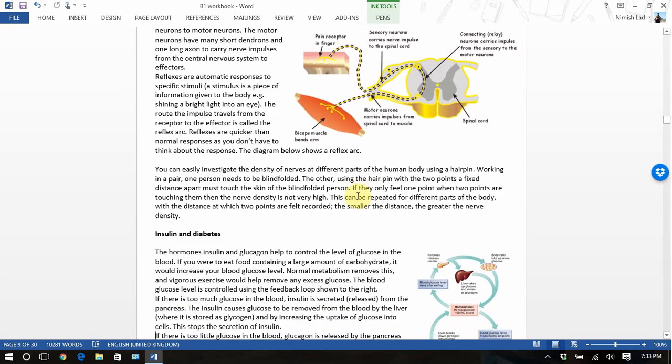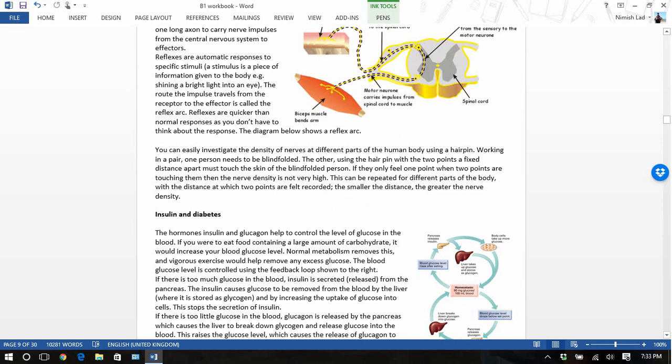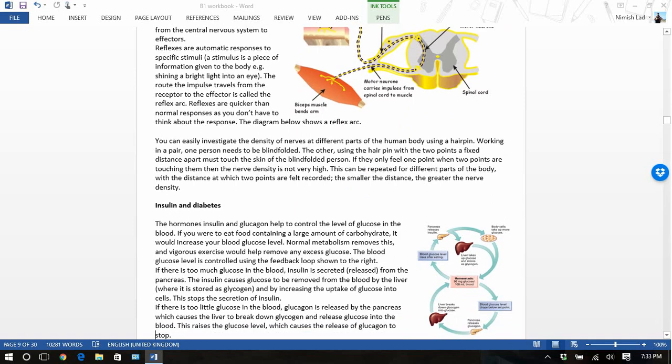So you can easily investigate the density of nerves at different parts of the body using a hairpin. So most of you have done this experiment, at my school anyway. You pair up, you have one person blindfolded and another person has a hairpin, and you poke to see whether they can feel 1 or 2 pins. Where they feel 2 pins at a closer distance, that means there's a greater density of receptors, and where the distance is far apart before they feel 2 pins, the density of receptors is lower.